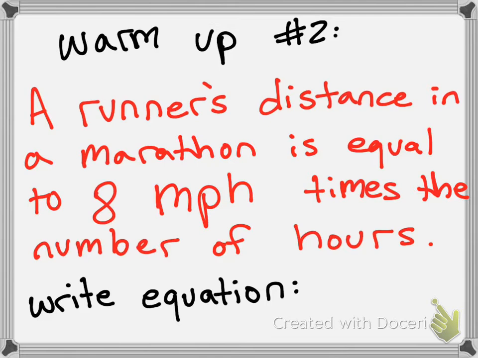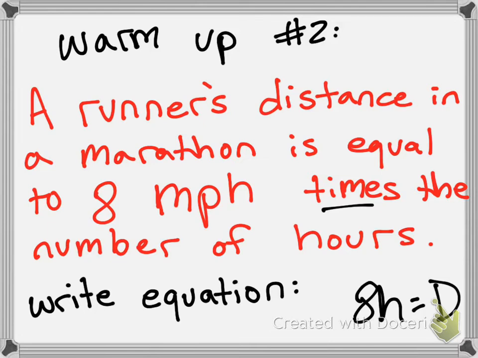So I want you to write this one in your notebooks. A runner's distance in a marathon is equal to 8 miles an hour times the number of hours. Write the equation. Okay, Daniel, what did you get as your equation? 8h. Perfect. 8h is our distance. Makes sense. 8 miles an hour times, we literally see that word, the number of hours. The number of hours is our unknown. He picked h. Perfect. Great job.